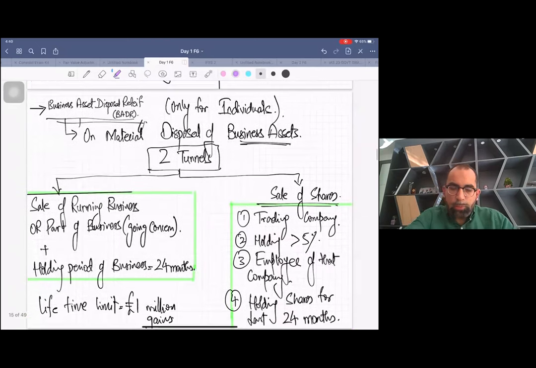Now, for QG, I'm going to discuss the QG qualifying gain. The old name of business asset disposal relief, see the name BADR. The old name of this was entrepreneur relief, but now the name has been changed. The new name is business asset disposal relief. Previously, we used to call it entrepreneur relief. Now, listen.